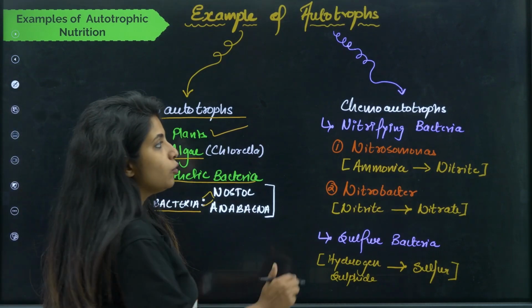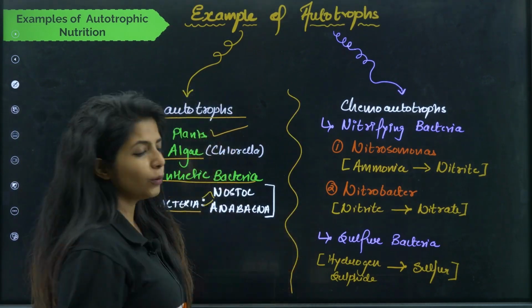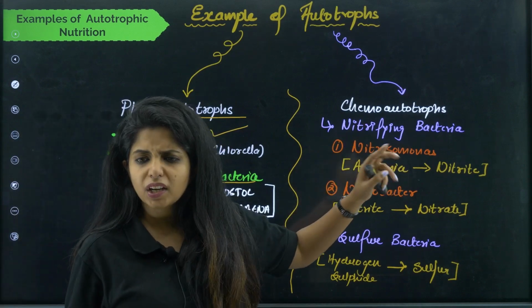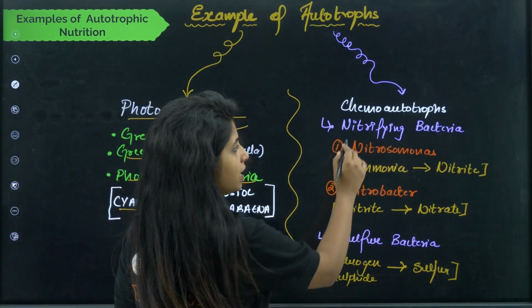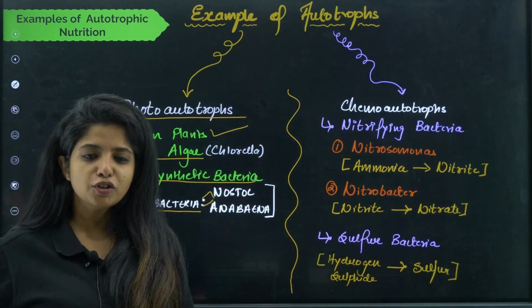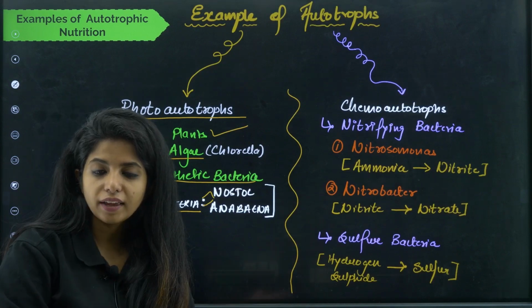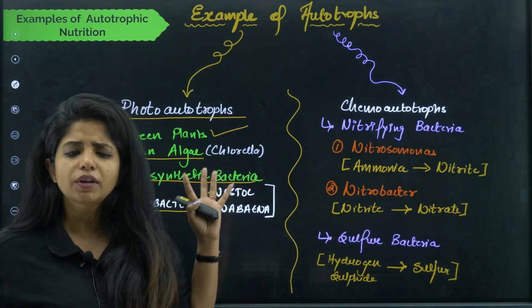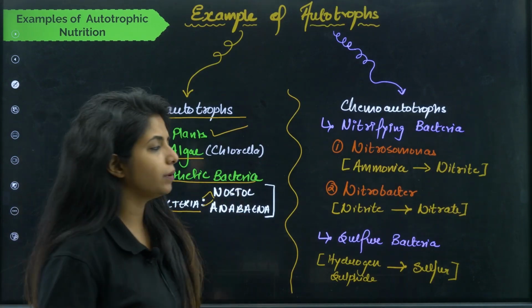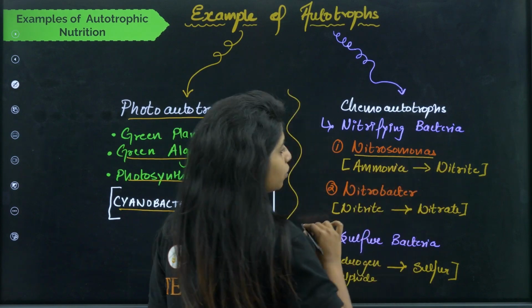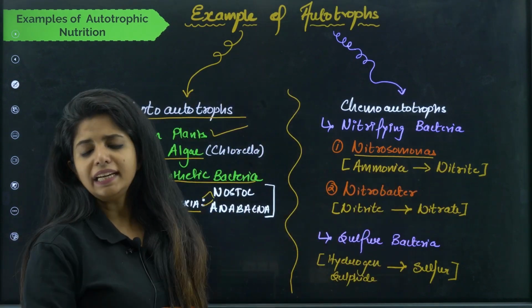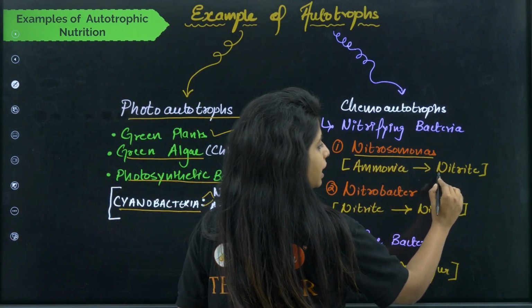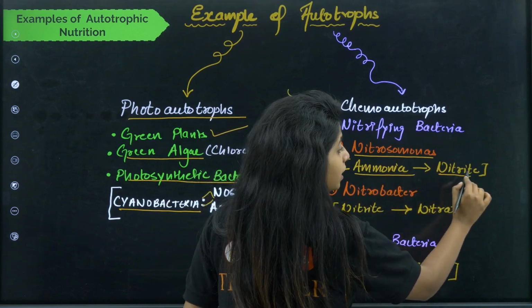Now when you talk about chemoautotrophs, you have nitrifying bacteria. What do you mean by that? There are reactions in the nitrogen cycle, where you have nitrifying and denitrifying things. You don't need to remember all this. At least remember there's a bacteria whose name is Nitrosomonas. What is it doing, children? It takes in ammonia and converts it into nitrite.